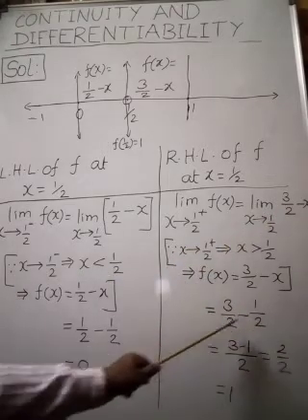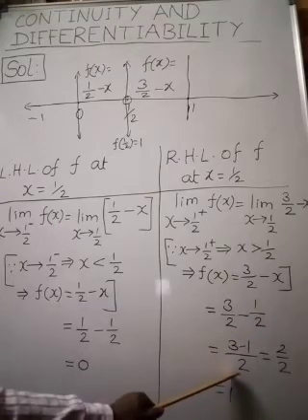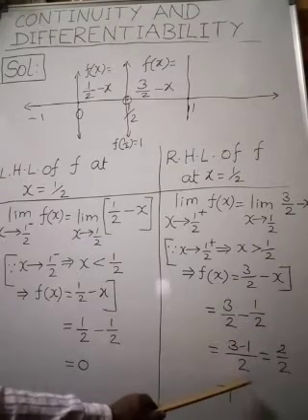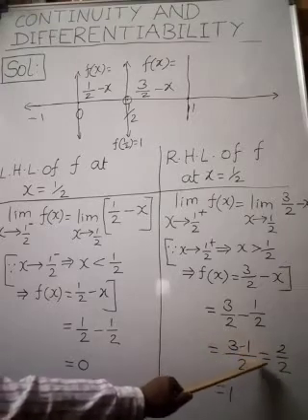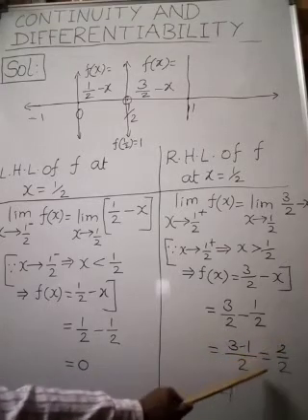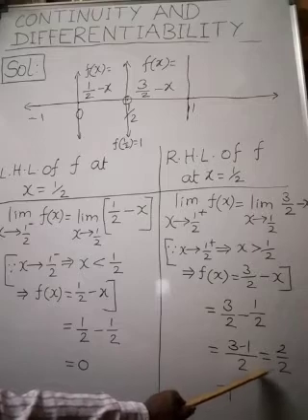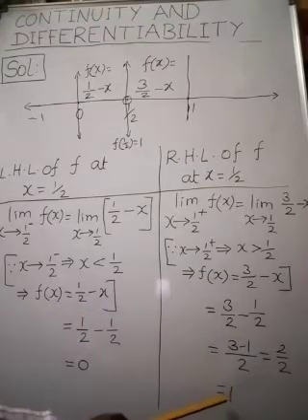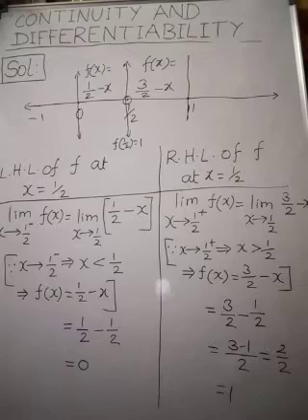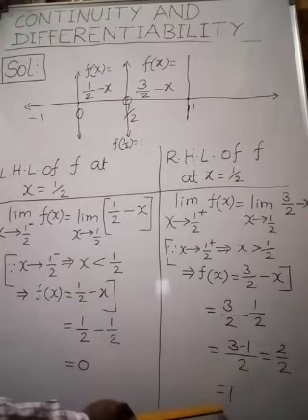Now we simplify these two numbers by taking the LCM of the denominators. We get 2 in the denominator. In the numerator, we get 3 minus 1, that is equal to 2 by 2. By simplifying these two numbers, what will you get here? 1. This is the right hand limit of f at x is equal to 1 by 2. So if you observe here, left hand limit is 0 and right hand limit is 1.